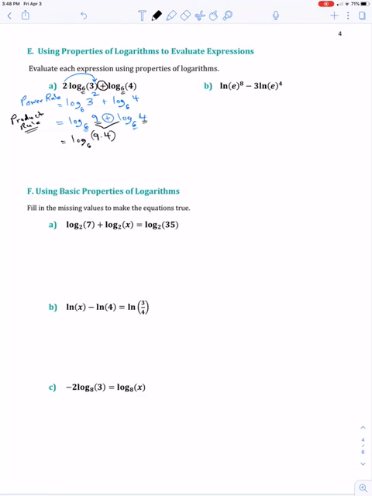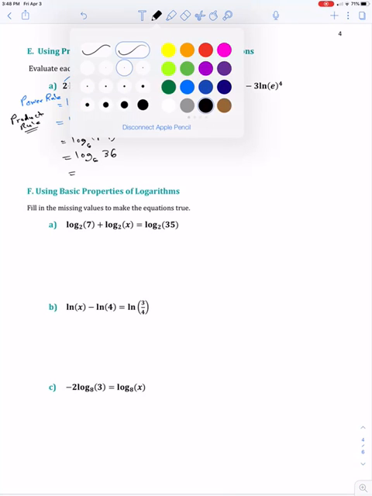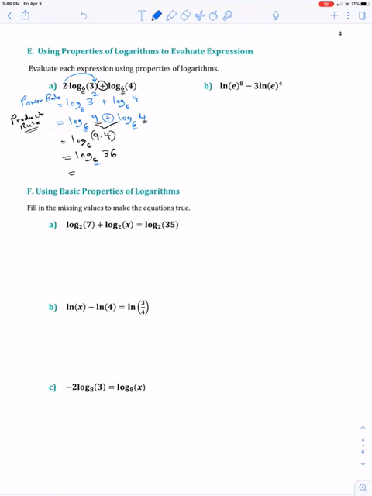So those two logs become one, and that gives us log base 6 of 36. And we all know how to find the value of a log. Remember, logs are exponents. So our question is, what exponent do we raise our base to get 36? We know that 6 squared is 36. So it equals 2. We evaluated that log using our properties, the power rule and product rule, and our definition of what a log is.